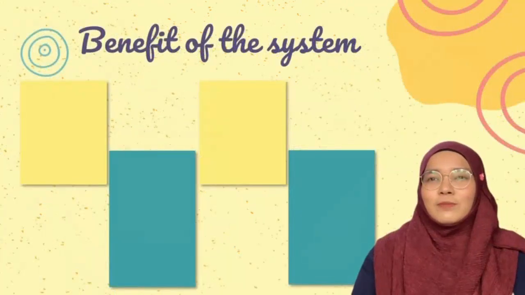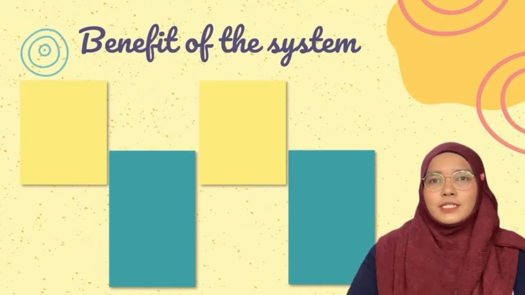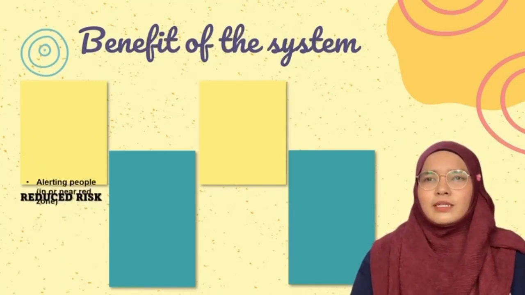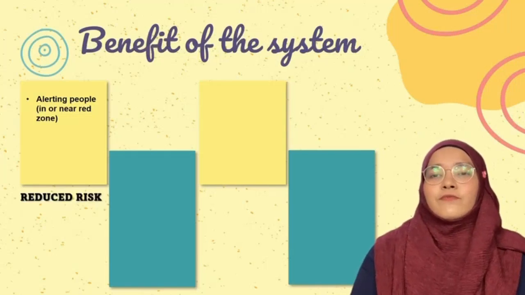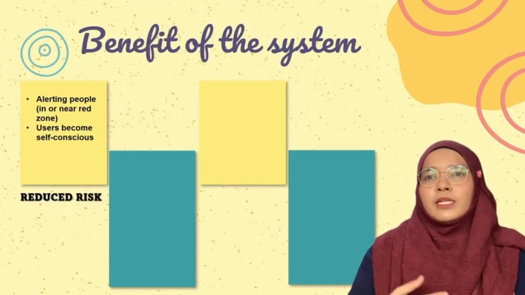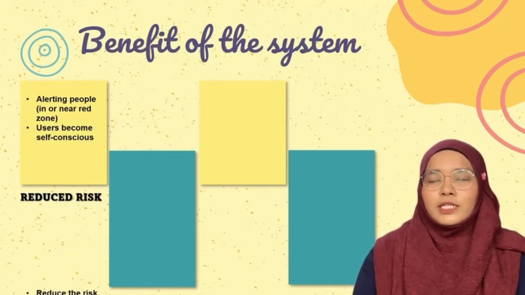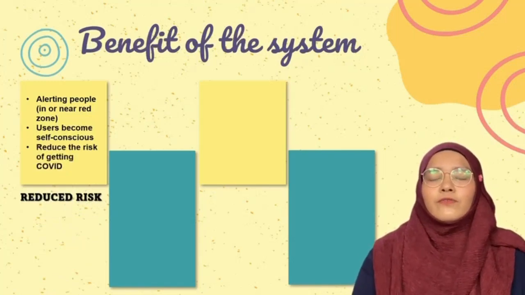Next, I will explain the system benefits, or the significance of the project. First is reduced risk. This new system will help alert people when they are in or near a red zone area. This will help them realize the dangerous environment they are in, and it will make them more self-conscious in protecting themselves. This also will help in reducing the risk of getting the COVID-19 virus, as most users are aware of what areas they need to avoid.